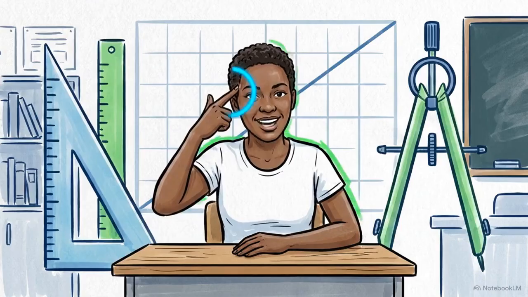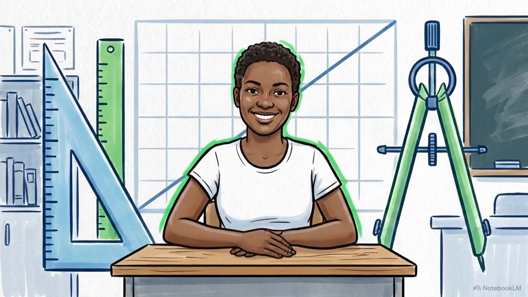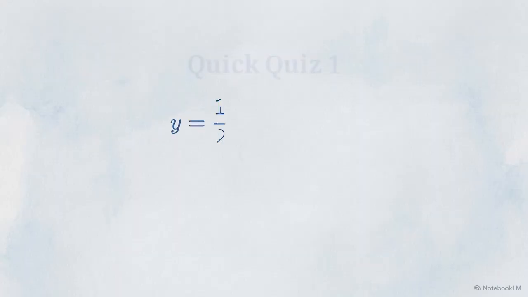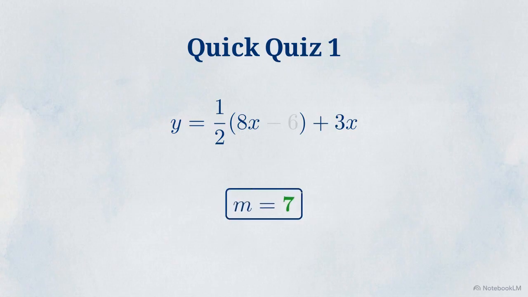Knowing what data to strategically ignore halves your time on this question, saving your mental energy for the harder sections of the exam. Let's apply this shortcut immediately. Find the gradient for this equation. Ignore the -6. Multiply half by 8 to get 4, add the 3 outside the bracket, and your gradient is 7. Let's try one more.